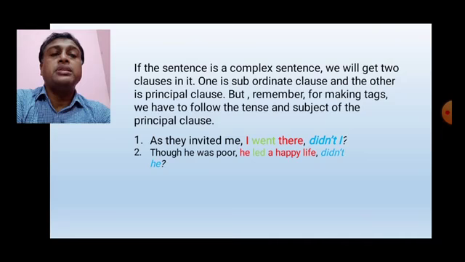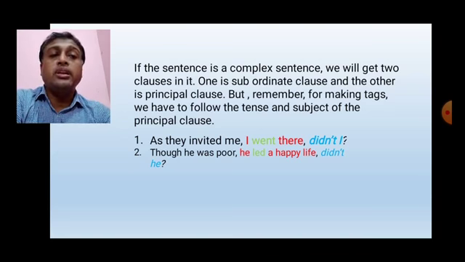Here the verb is went, that means it is verb 2. So I have written did. This sentence is a positive sentence, so I have written not. And here the subject is I, so I have written I. So the answer of this statement is didn't I.